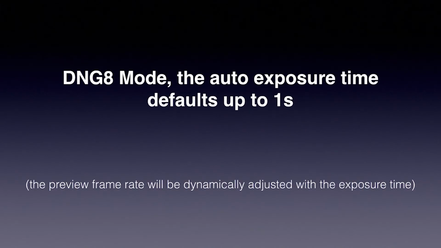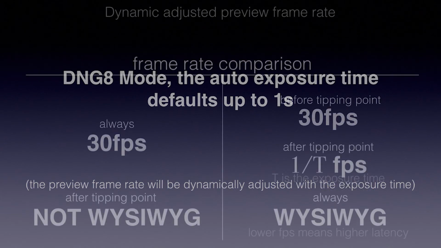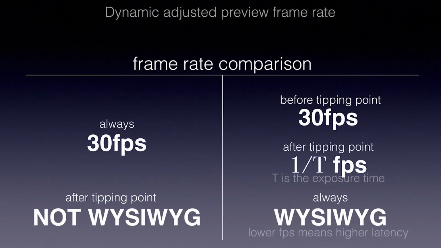So now I will go through the first point. The DNG8 mode, the automatic exposure time defaults up to 1 second. I think now you know what the meaning behind these sentences is. Now let's talk about the second one. The preview frame rate will be dynamically adjusted with the exposure time. What does it mean? We have explained a little about it before.